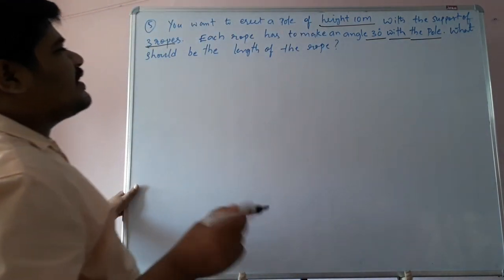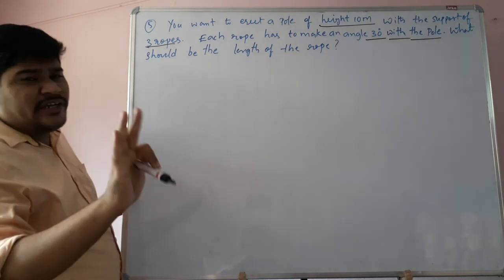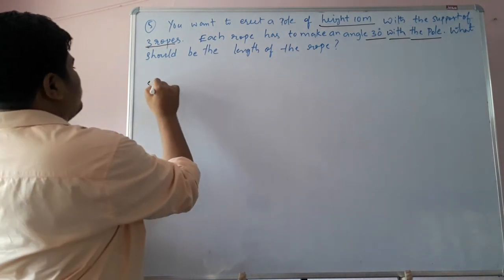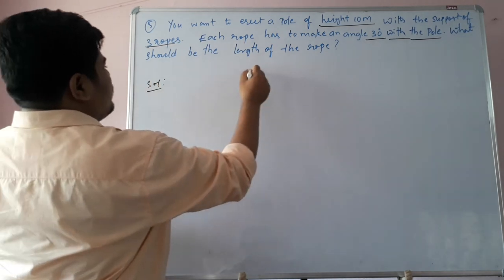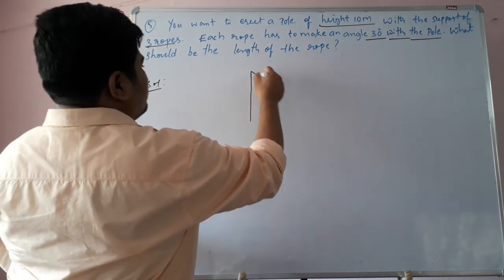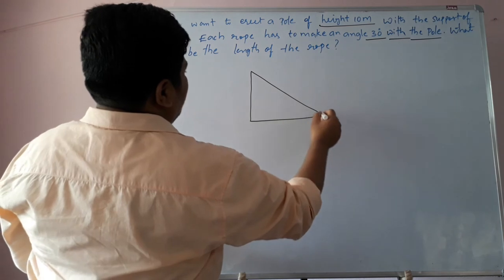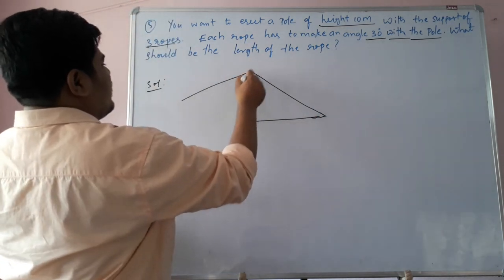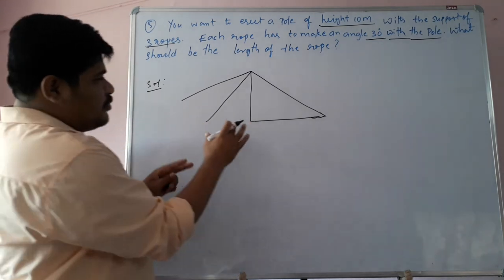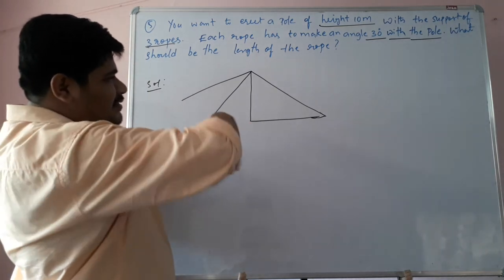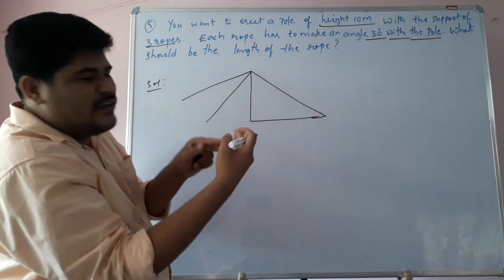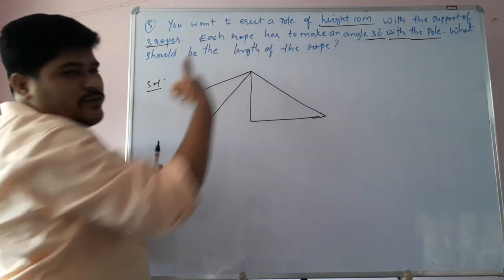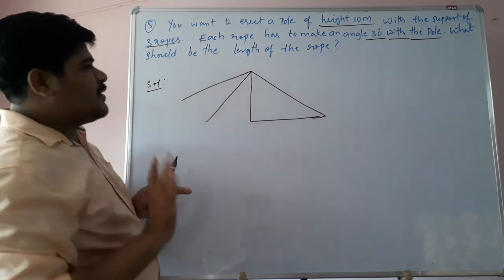What should be the length of the rope? So students, they are using 3 ropes, right? Suppose this is the pole. So this is one rope. Somewhere here another rope is there, like another rope is there. Students, we can't see that; it is a 3-dimensional picture. Let's assume this side one rope, that side one rope. So totally 3 ropes are there.